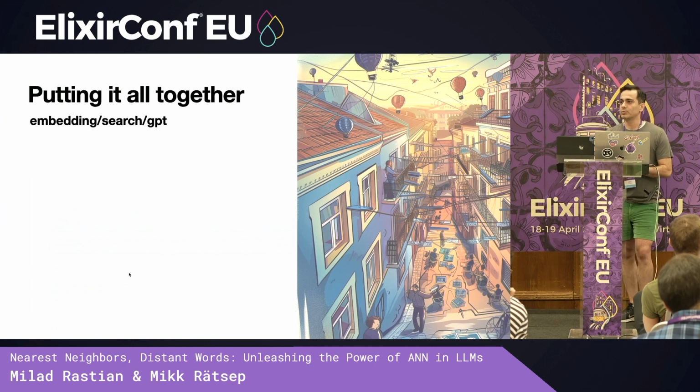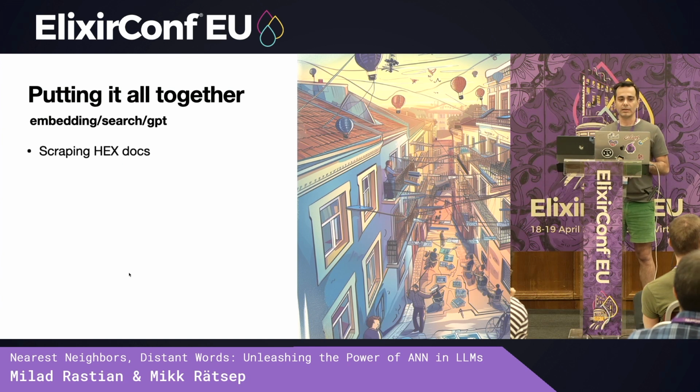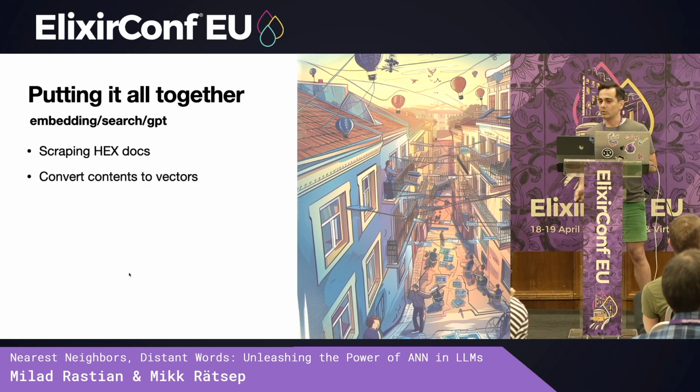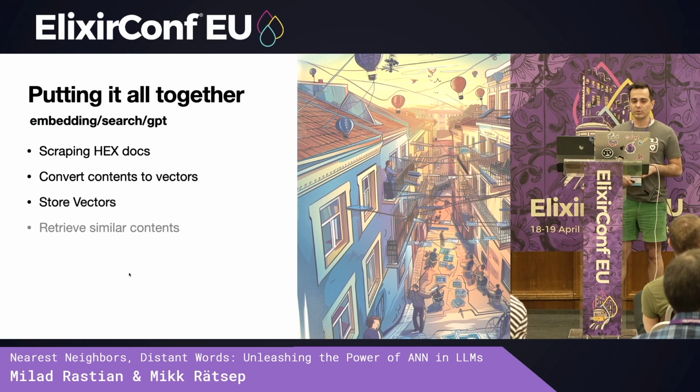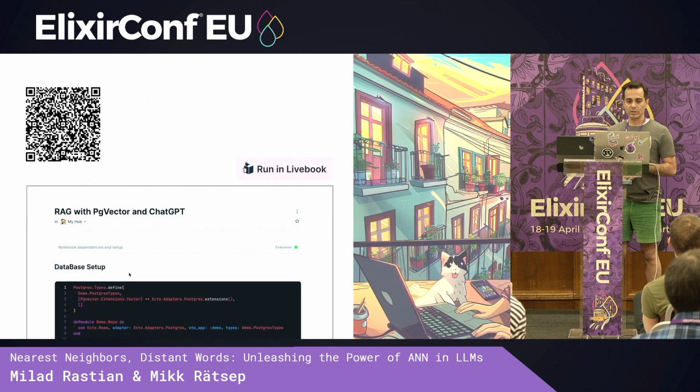So let's put everything that we learned together. We want to make an application that scrapes Hex documents, converts them to vectors, stores the vectors in Postgres, retrieves the similar context, and asks GPT, the OpenAI API, to answer the question.